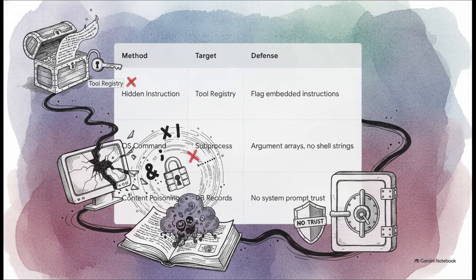Another massive vector for that 43% injection rate is OS command injection, where red teams slip shell meta characters directly into tool parameters. To defend against that, your input absolutely must be passed via argument arrays, never ever as raw shell strings. And then we have RAG content poisoning. This is where the malicious instruction is planted inside a database record that the agent pulls in later. The only fix? Ensure untrusted content is never ever granted system prompt level trust.